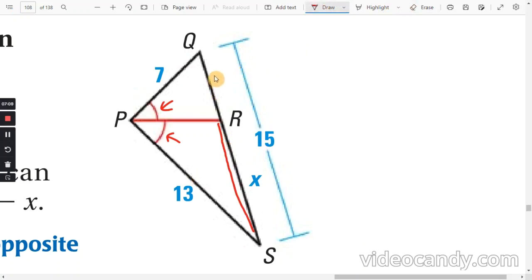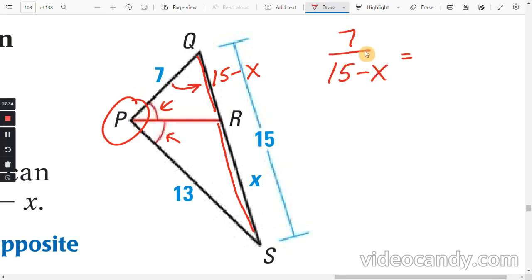Okay, so right here, I'm going to write 15 minus X. All right, and that is just that piece right there. Now, since this angle is bisected, we can do the proportion. Okay, start on the left. I'm going to do 7 divided by 15 minus X. And on the right, this piece right here is just X, so it's going to be 13 divided by X.